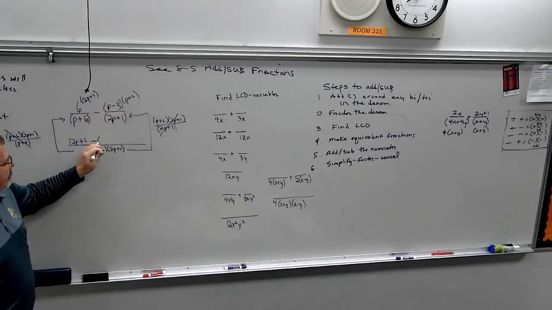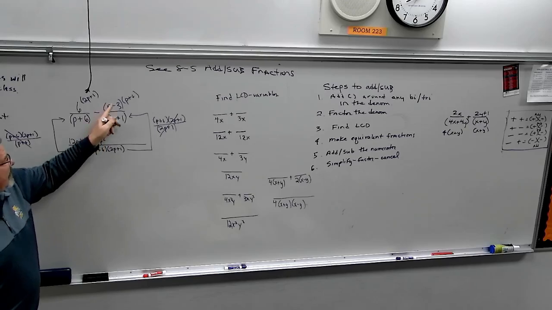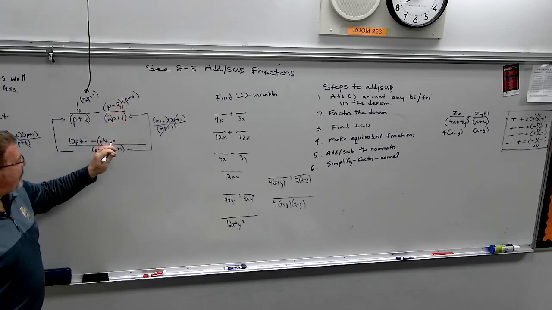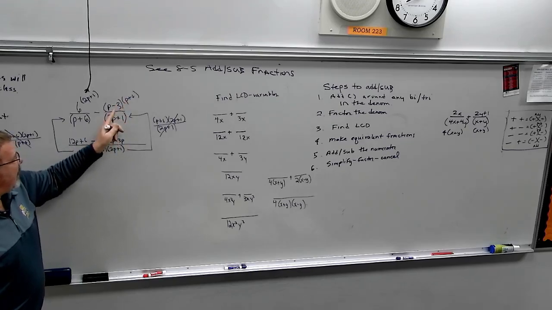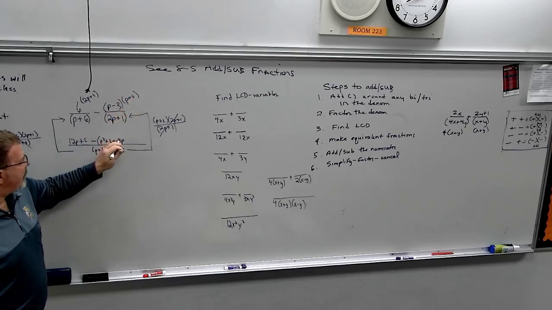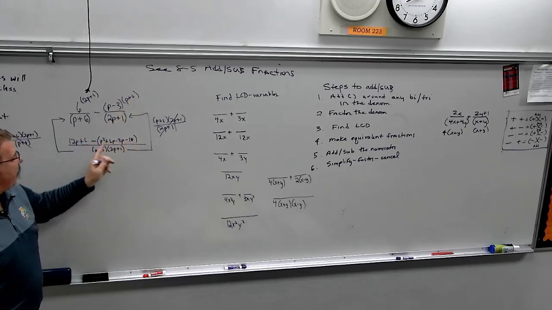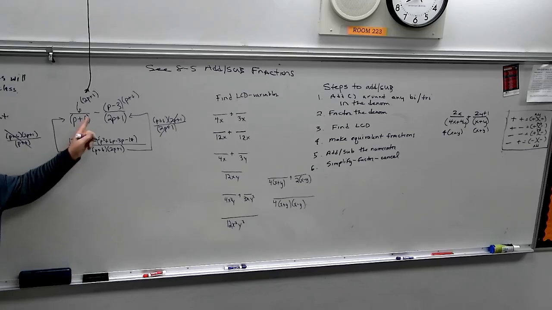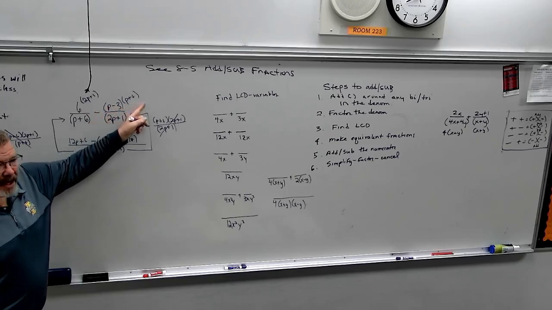P times P, P times 6, 6P, negative 3 times P, and negative 3 times positive 6. What do you think I'm going to have to do with this negative now? What's that minus going to do? I got to distribute this negative. This negative affects everything behind it.